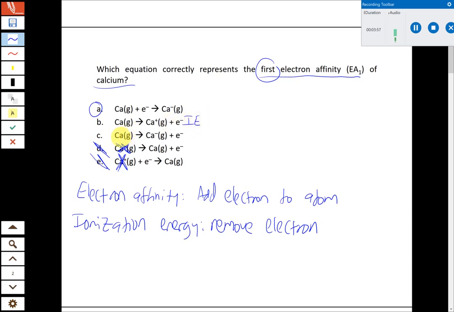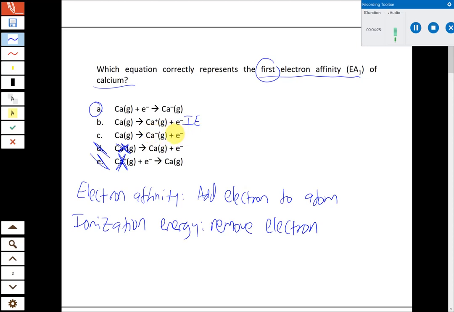This last one, choice C, is not even balanced. You want to make sure that when you're looking at these, the charge is the same on both sides of the arrow. You're not going to create or destroy electrons in these processes. You're going to just either add them or remove them from the atom, but you're not going to have any net charge being created or destroyed. So if we look at choice C, even though you're starting with the neutral atom and going to an anion, which sounds like electron affinity, the electron's on the wrong side of the arrow.